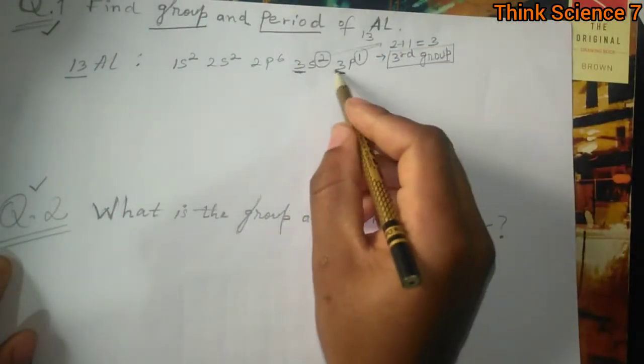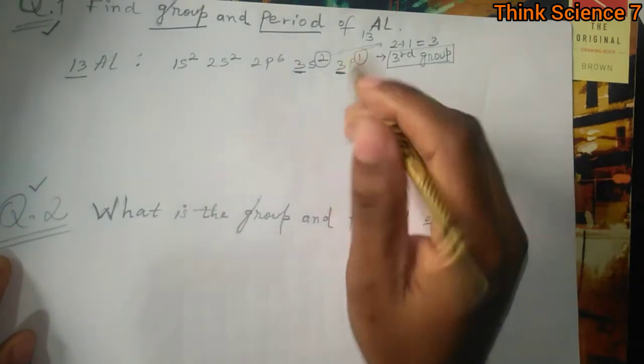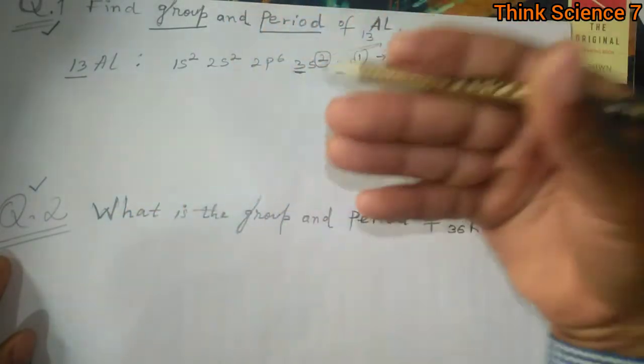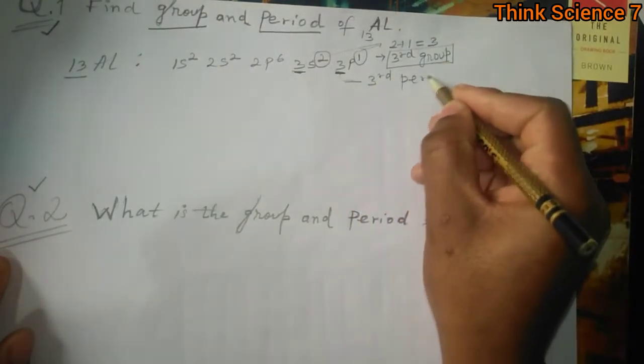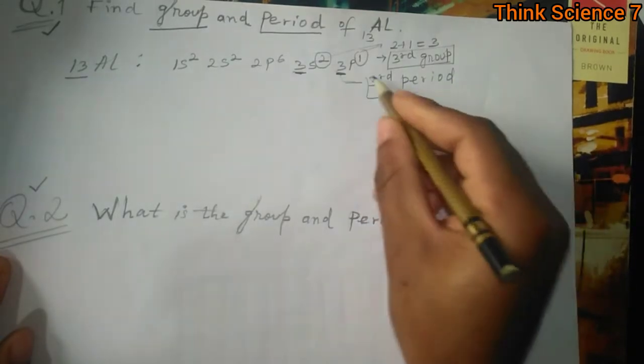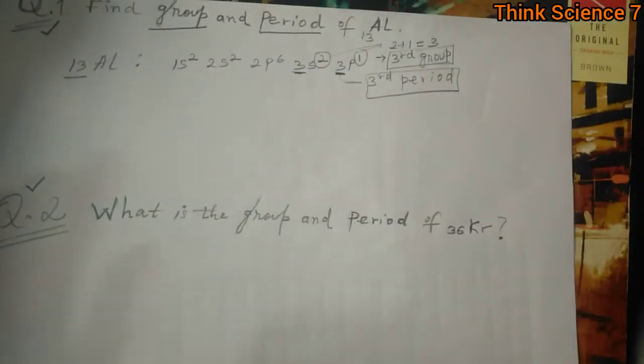That was just group. For the period, we see this shell, the last shell is third shell. So that means this element is in the third period. Write it down here, third period. It's in the third period. Okay, now we will see the periodic table. We know that 1, 2, 3, third group, right? Period. This is the first period here. This is the first, second, third. So third period exactly here. Aluminum is right there. So this is how we find the group and period of any given element. So we know that it's in the third group and third period.